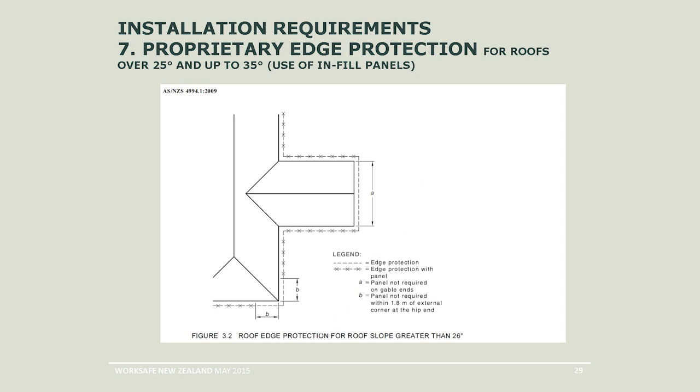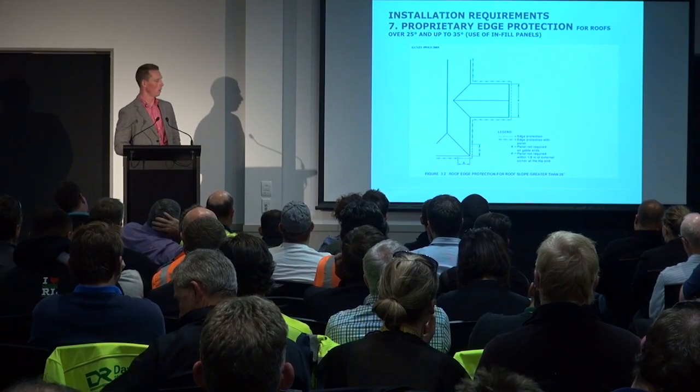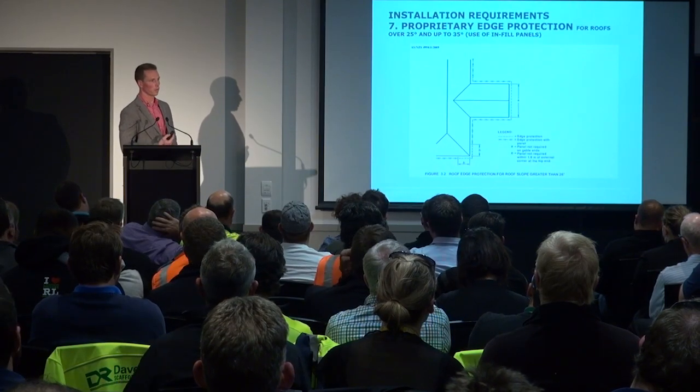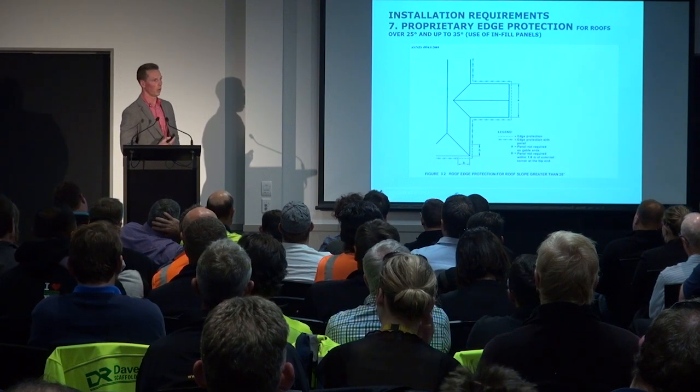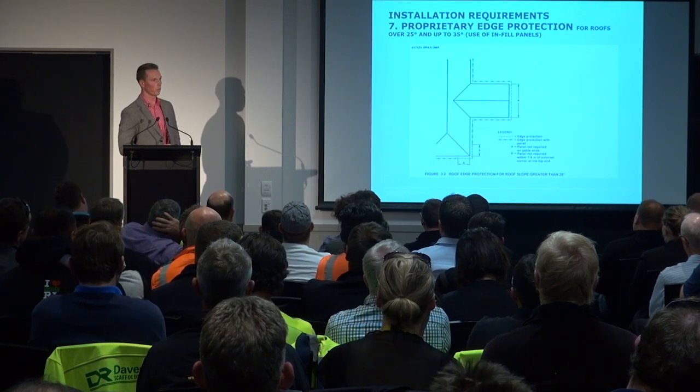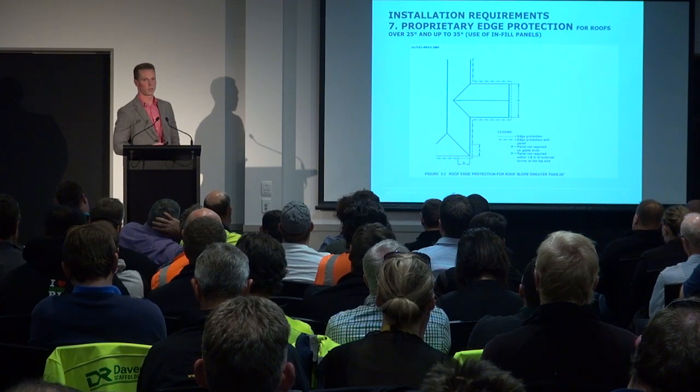Infill panels, in case they're used, are only required in certain spaces, not the whole perimeter of edge protection needs to be covered. Pretty much they are not required within 1.8 meters of an external corner at the hip end. It's simple, it's not too hard to follow. This equipment is on the market, it's just a matter of installing it safely.